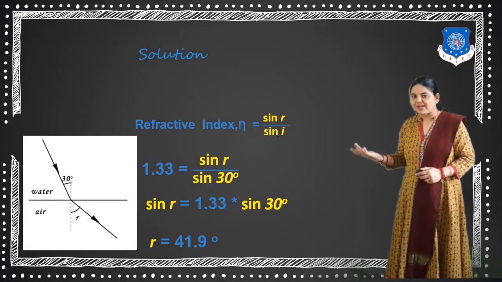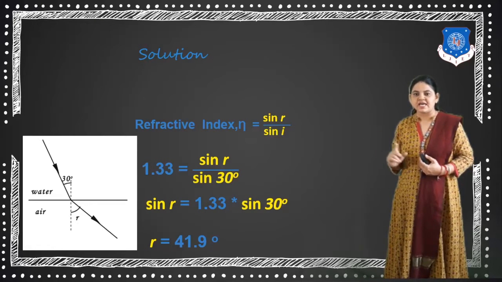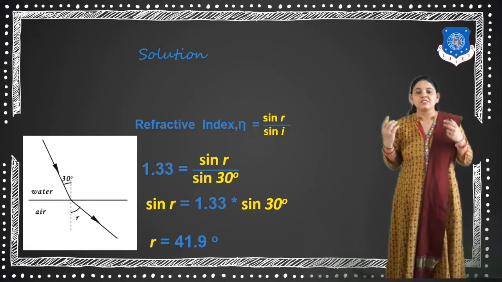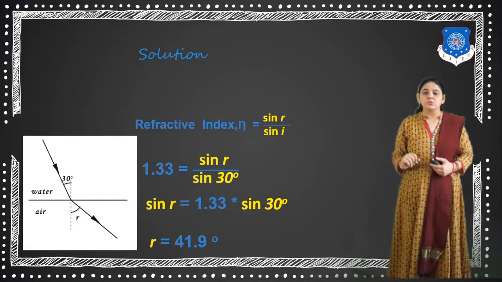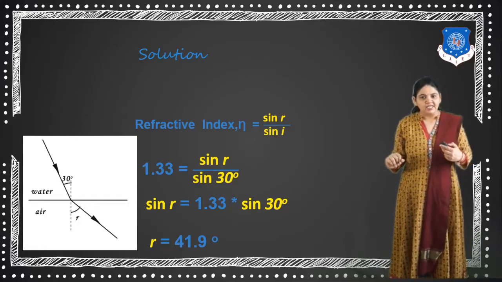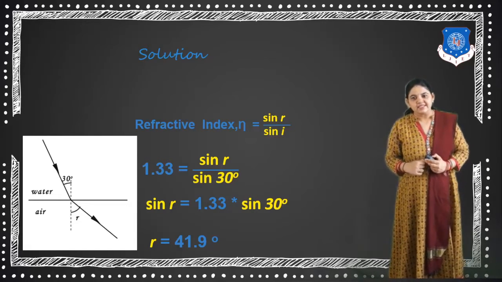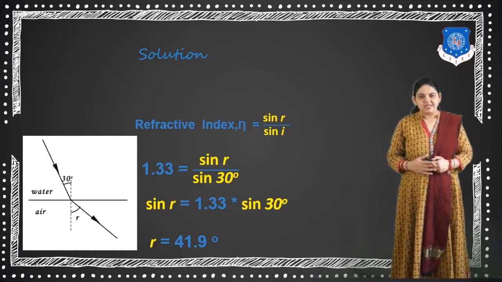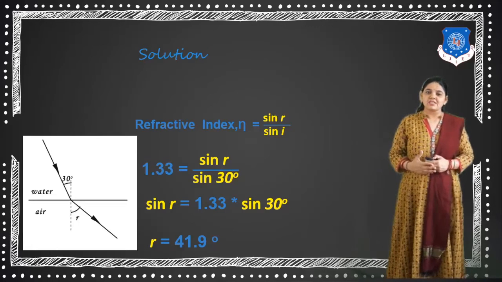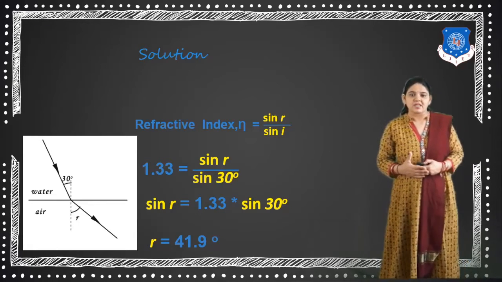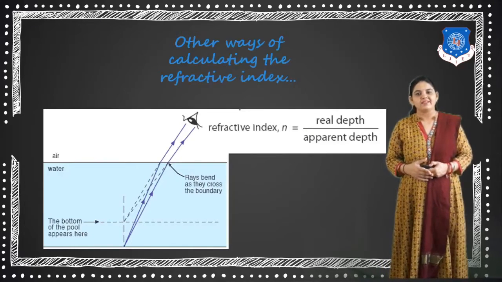What is the equation of the refractive index when going from higher to lower density? It is sine r upon sine i. The refractive index of water given is 1.33, which is equal to sine r upon sine 30. So sine r is equal to 1.33 multiplied by sine 30, and the angle is 41.9 degrees. So this way, by drawing the diagram, or by considering where the incident ray falls upon the other medium, you can get the idea.